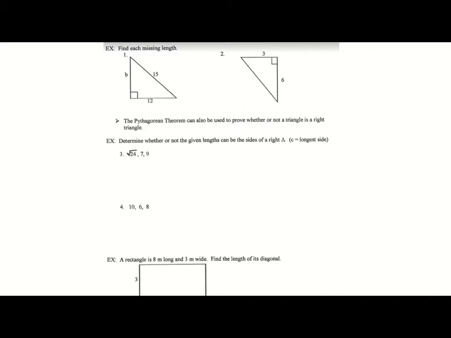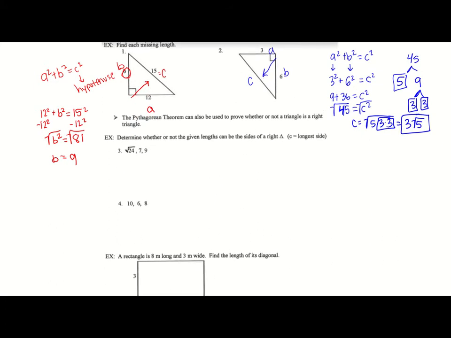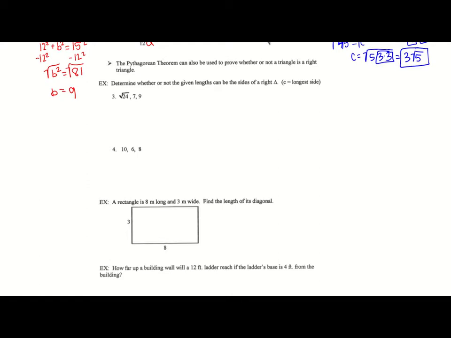Our Pythagorean theorem can also be used to prove whether or not a triangle is a right triangle. So our next examples are asking us to prove whether or not it is a right triangle. The first step in this problem is to figure out which side is the longest. So if we have square root of 24, 7, and 9, the first thing I want to know is which side is my longest. So first I'm going to type in square root of 24 in my calculator to see what that is.